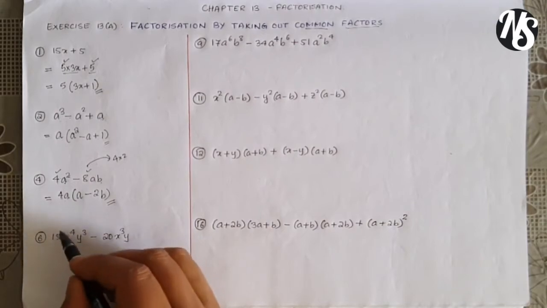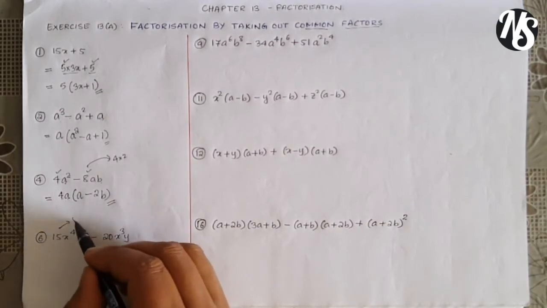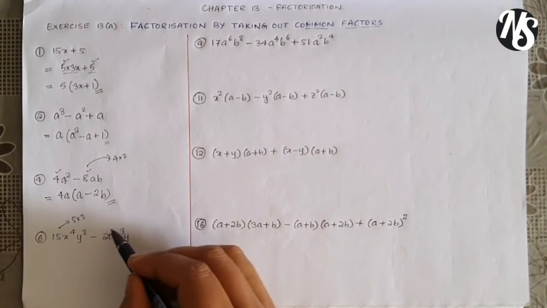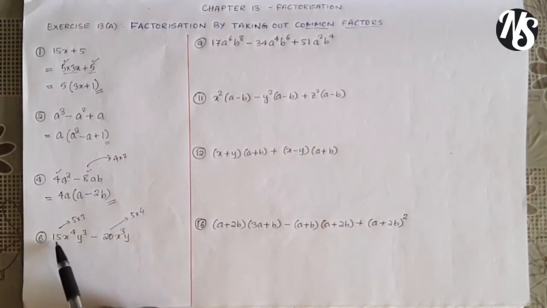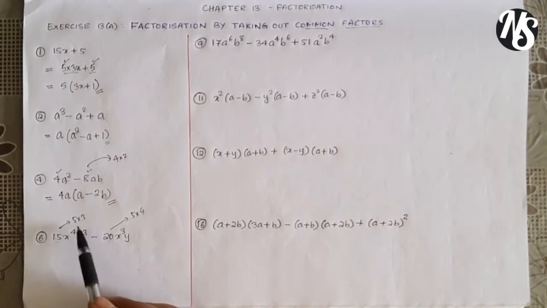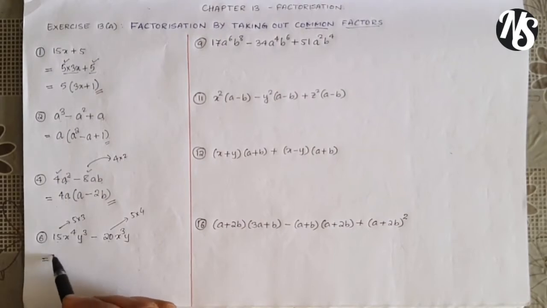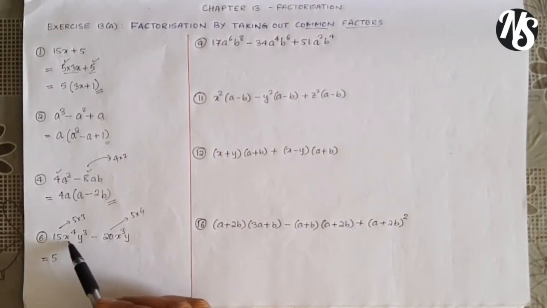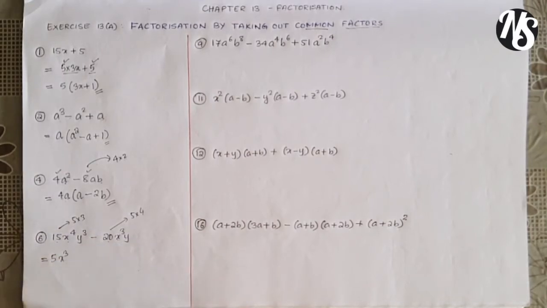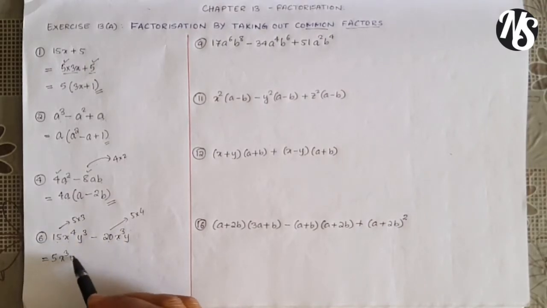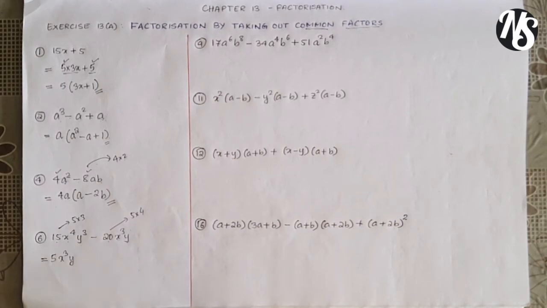You see this 15 contains 5 and 3, whereas this 20 contains 5 and 4. So basically in between 15 and 20, what is common? We see that 5 is common. So that's why take 5 as common. Here we have x to the power 4, here we have x to the power 3. So the minimum power is x to the power 3, so that's why x cube is taken out. Y cube, y to the power 1, so y is common because the minimum power is 1 here.